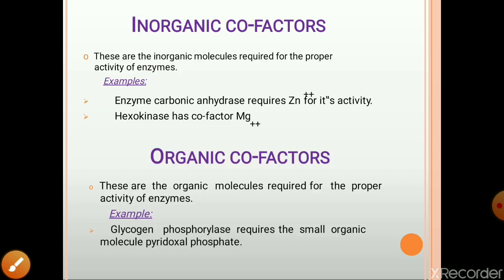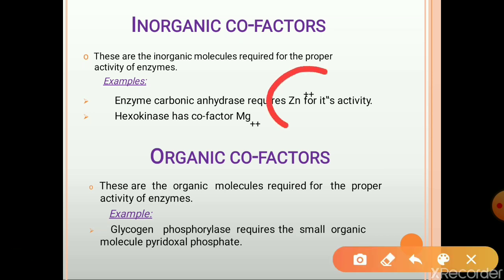Inorganic cofactors are inorganic molecules required for the proper activity of the enzyme. An example of an inorganic cofactor: carbonic anhydrase is an enzyme where Zn2+ is an inorganic cofactor. Zn2+ is the inorganic cofactor. There is another example of an inorganic cofactor, hexokinase.